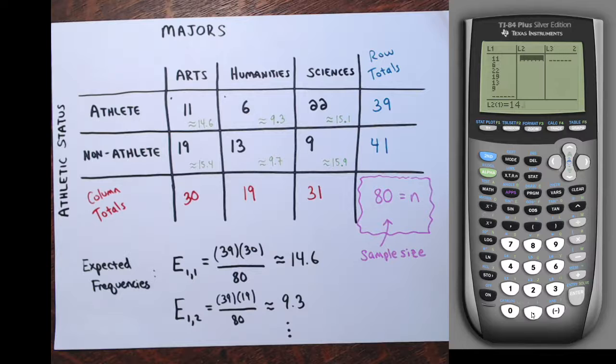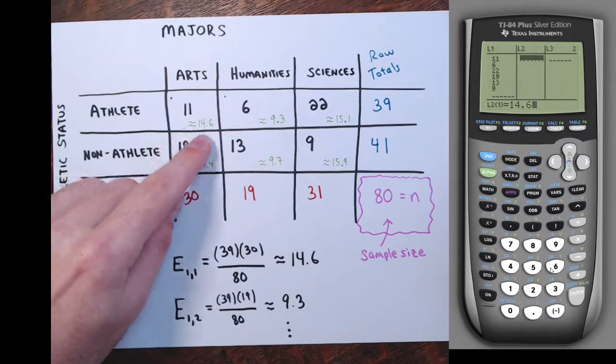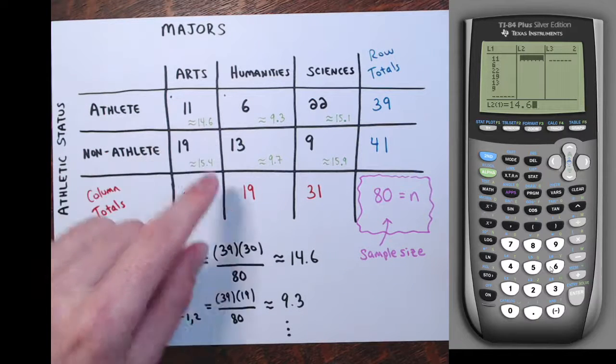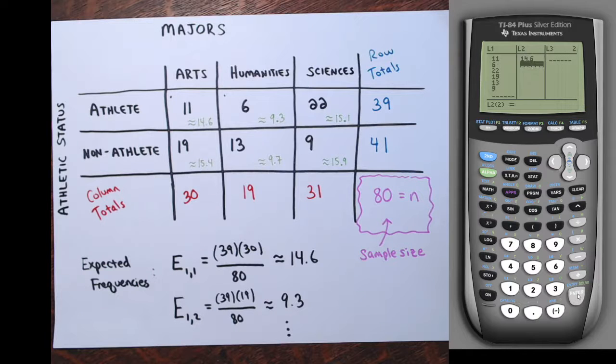So 14.6, and again, they have to correspond to the same observed value, right? So the 14.6 has to be next to the 11, and the 9.3 has to be next to the 6, and then 15.1, 15.4, 9.7, and 15.9. Okay, so now I've got all the observed counts and all the expected counts.